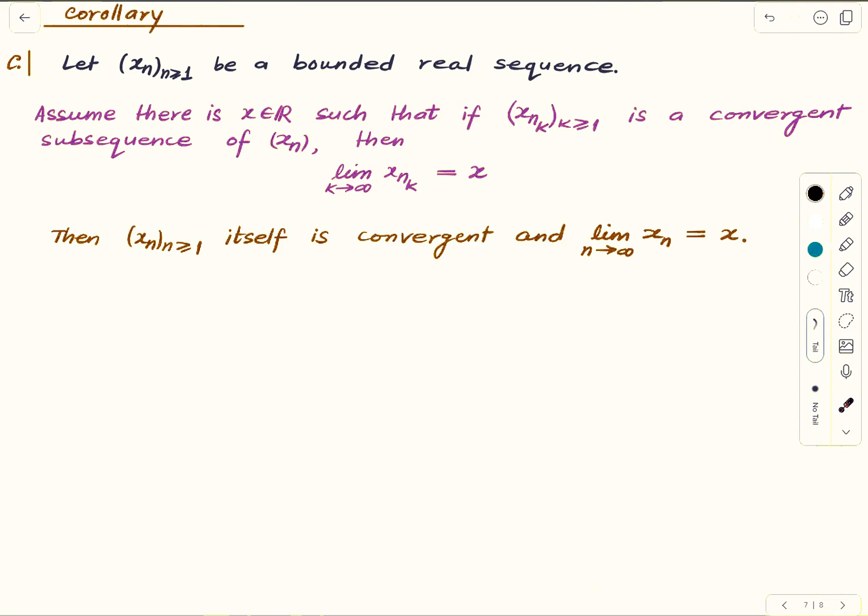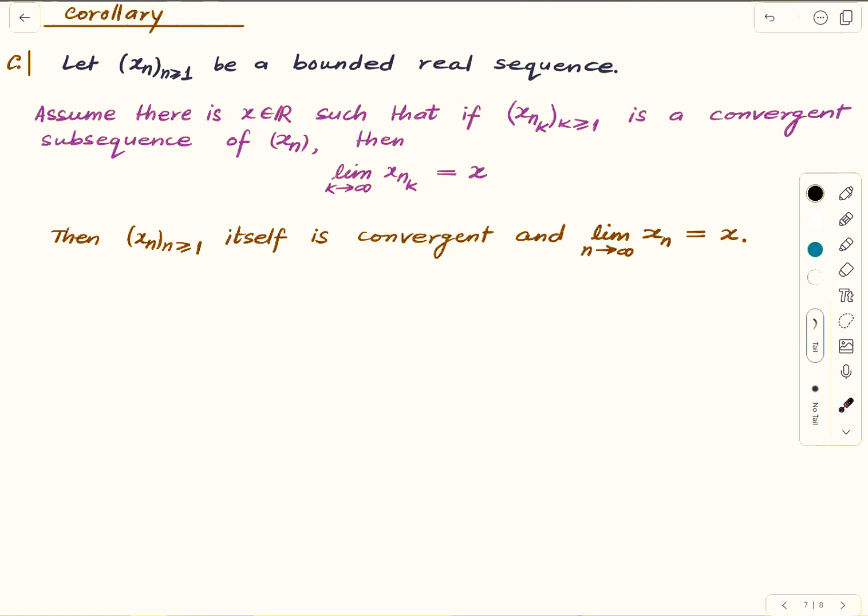Because what does this say? This just says that the only subsequential limit is x. If the only subsequential limit is x, then lim inf and lim sup must be equal and should be equal to x by the previous lemma. But if the lim sup and lim inf are equal and equal to x, then the limit of the sequence exists. I mean, the sequence is convergent and the limit is x.